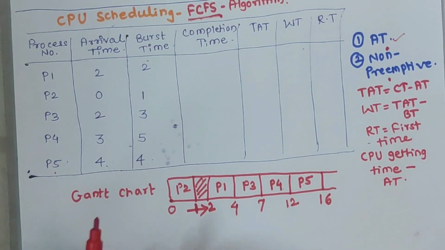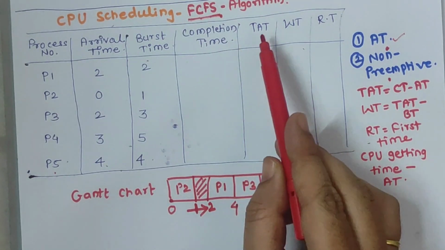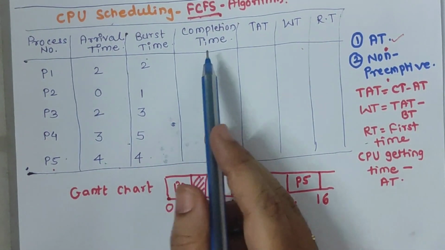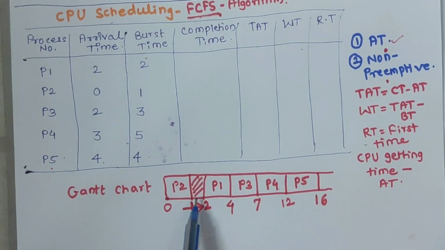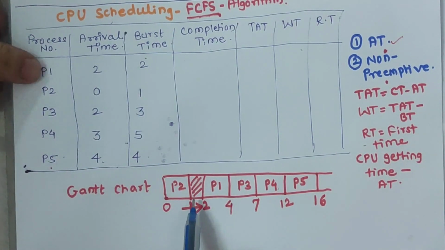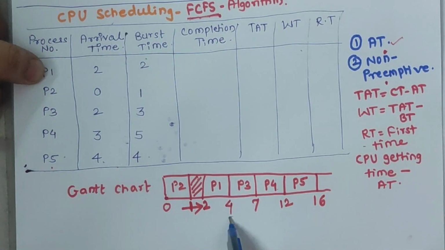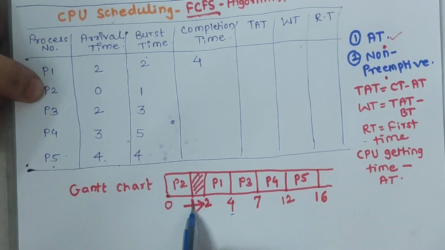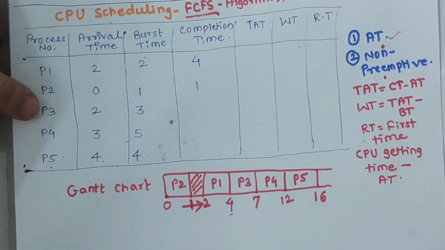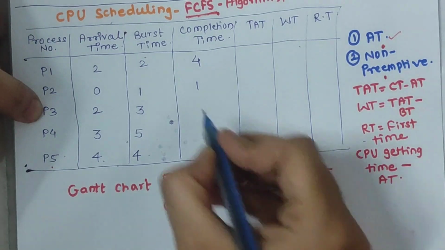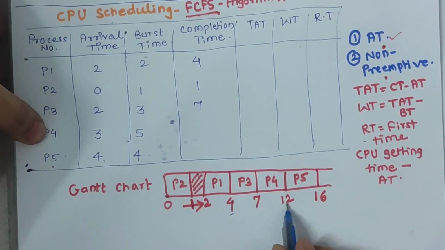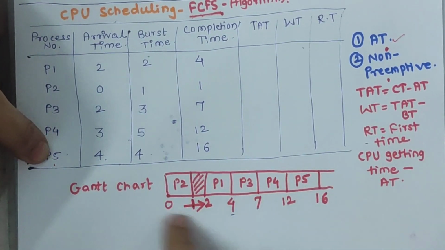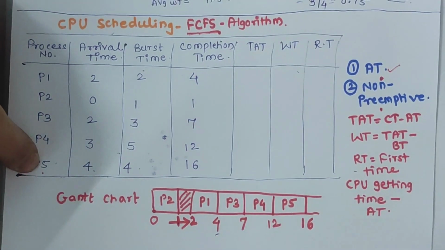So this is how our Gantt chart is completed. Now we will see how we calculate completion time, turnaround time, waiting time and response time. Completion time is the time at which the process has completed its execution. For P1, the execution is completed at time unit 4. For P2, you can see from the Gantt chart, the completion time is 1. For process P3, the completion time is 7. For process P4, the completion time is 12. And for process P5, the completion time is 16. So simply by seeing the Gantt chart, we can calculate the completion time.